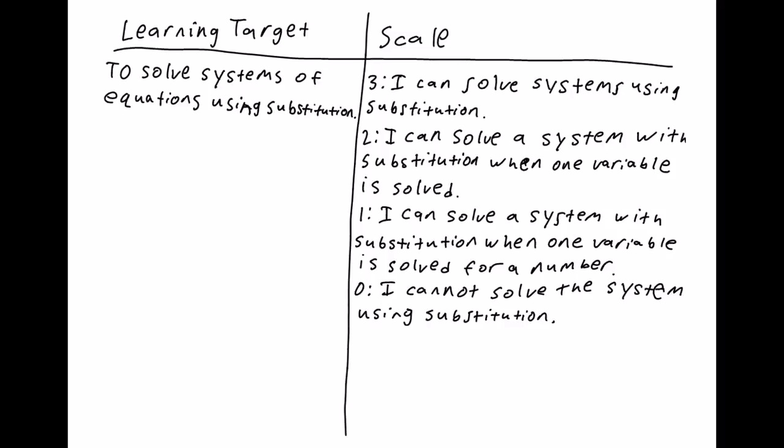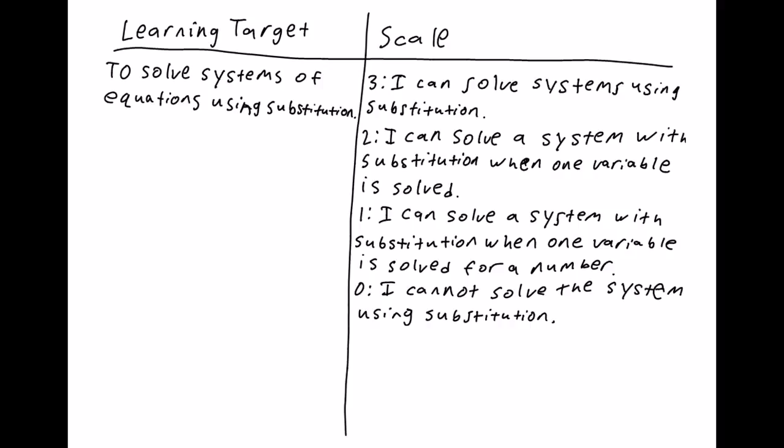So the scale, you're a 3 if you can solve systems using substitution. You're a 2 if you can solve a system with substitution when one variable is solved. So again, like I just said, y equals 2x plus 1 would be one of the equations. 1, you can solve a system with substitution when one variable is solved for a number, like x equals 5. And 0, you cannot solve the system using substitution.